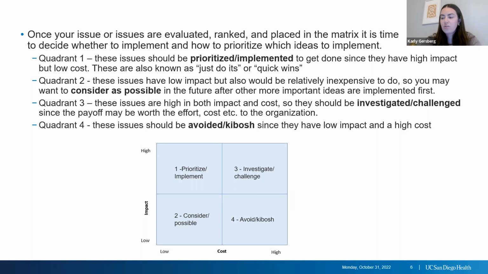Quadrant 3 has issues that are high in both impact and cost, so they should be investigated or challenged since the payoff may be worth the cost to the organization. Quadrant 4 has issues that should be avoided or kiboshed since they have a low impact but a high cost.